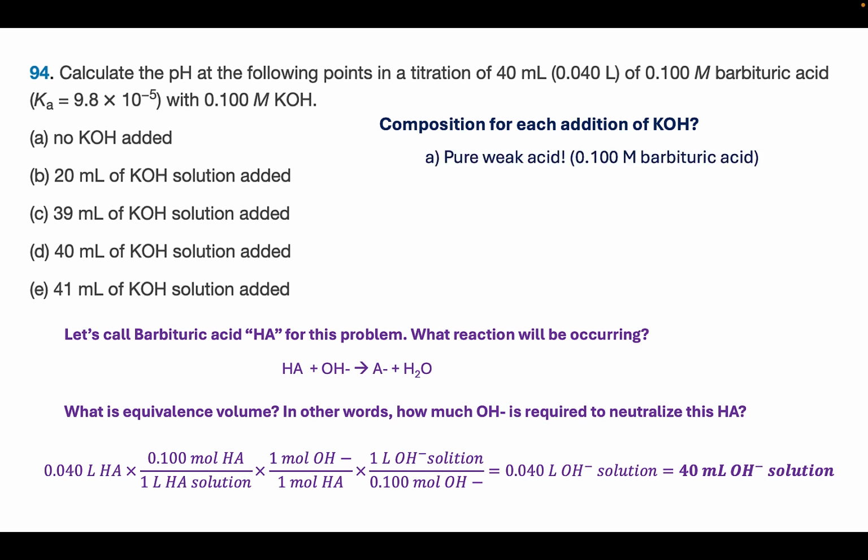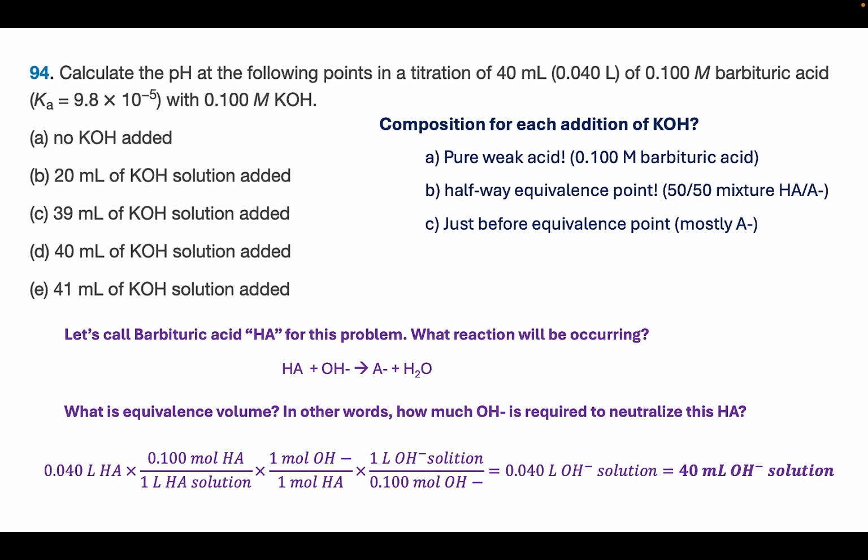For A, it's a pure weak acid. We haven't done anything to it yet. All we have is 0.1 molar barbituric acid. For B, note that we're at the half equivalence point, and this means we have a 50-50 mixture of HA and A minus. For C, this is just before the equivalence point, and so we mostly have A minus, but there is still going to be some HA, and we can probably use an approach to solve as if it's a buffer.